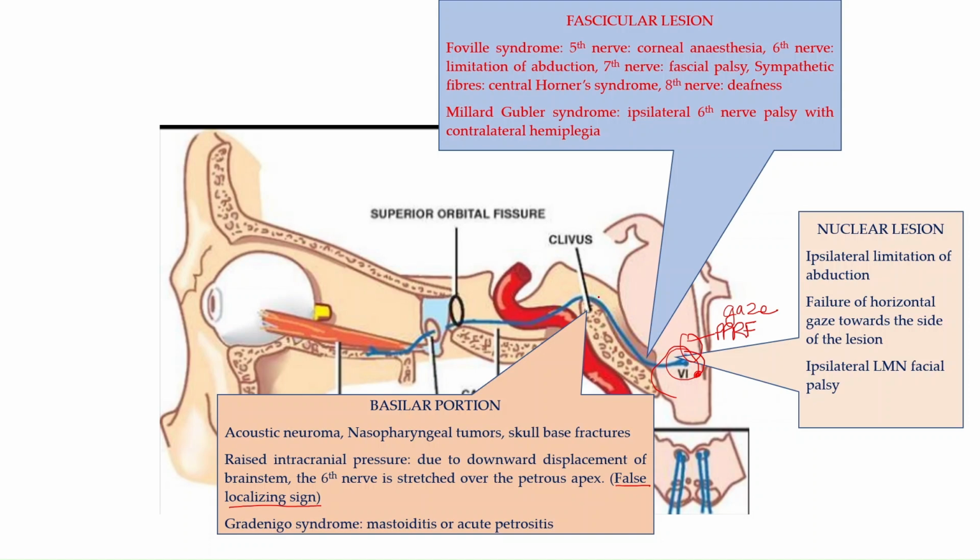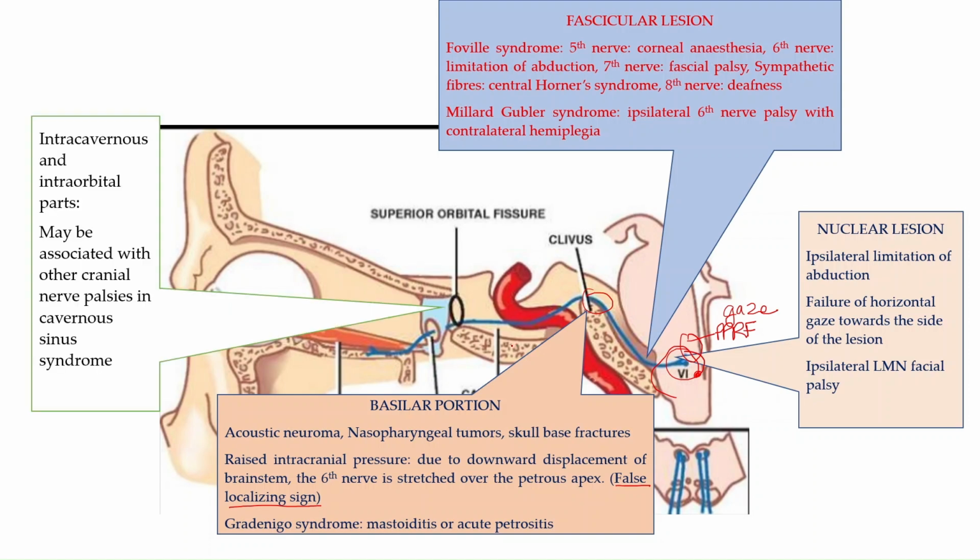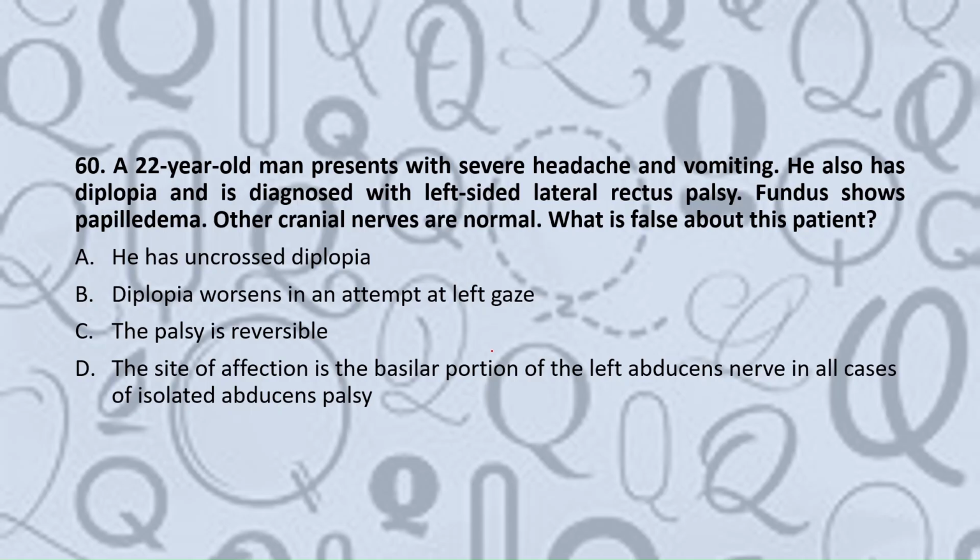The lesion is not at the level of the basilar part of the 6th nerve. The lesion is somewhere else, but it is looking like an isolated cranial nerve palsy. Okay, so other causes for affection of the 6th nerve in this area are acoustic neuroma, nasopharyngeal tumors, and skull base fractures. Gradenigo syndrome is 6th nerve palsy associated with mastoiditis or petrositis. Then the next is intracavernous and intraorbital parts. It's usually associated with affection of other cranial nerve palsies, which I have discussed previously.